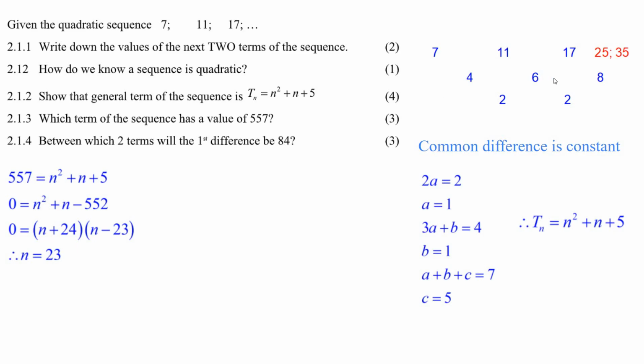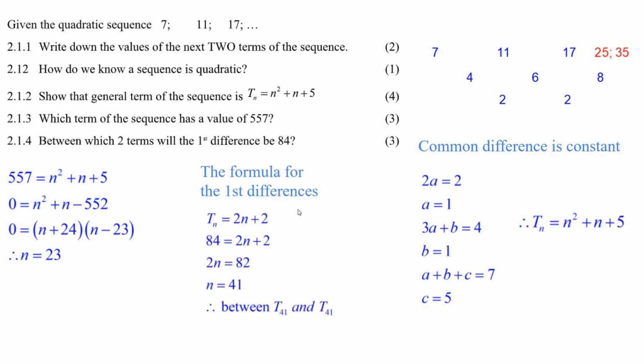The last question: between which two terms will the first difference be 84? Well, here are the first differences. So that's 2n plus 2. Does that make sense? It's going up by 2, so it's 2n. If there was a number up to the left, it'd be 2. That's why we add 2. 2 times 1 is 2, plus 2 is 4. 2 times 2 plus 2, I get 6. Hey, that works.